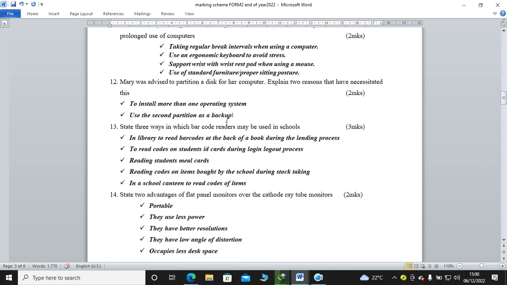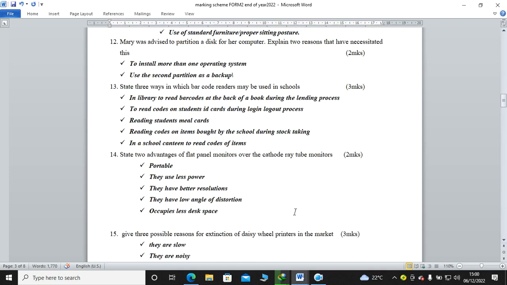Then Mary was advised to partition a disk for her computer. Explain 2 reasons that have necessitated this. Why do you think somebody may need to partition his or her hard disk? We have 2 answers. Number 1 is to install more than one operating system. Number 2, it is to use the second partition as backup. So those are some of the 2 main points that we consider.